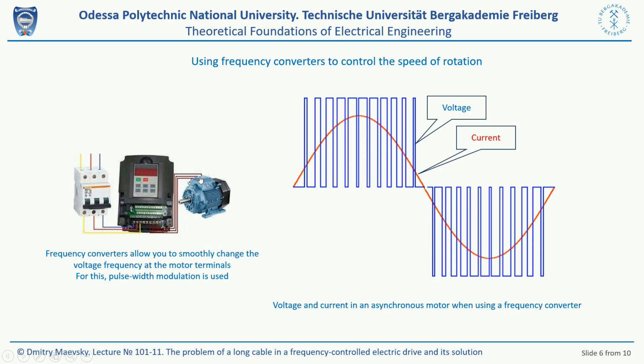The principle of operation of the frequency converter is based on the so-called pulse-width modulation. The output voltage of the converter is not sinusoidal. It is a sequence of rectangular pulses of different durations, as shown in this figure. But the electric current in the motor in this case will have a shape close to sinusoidal.